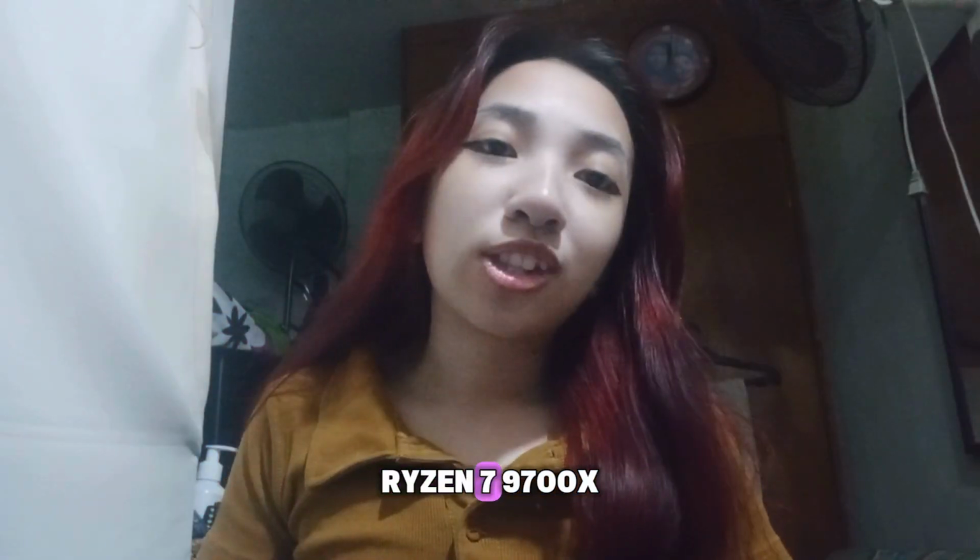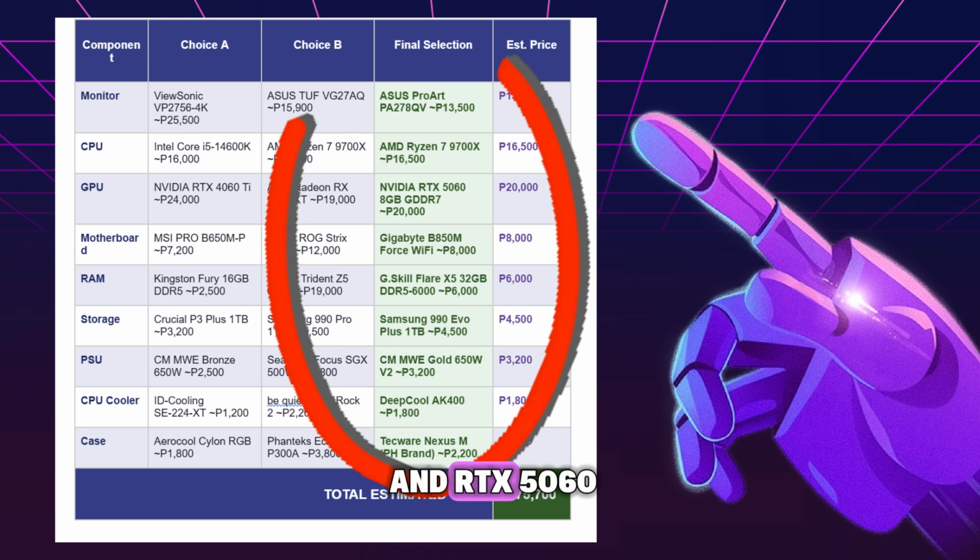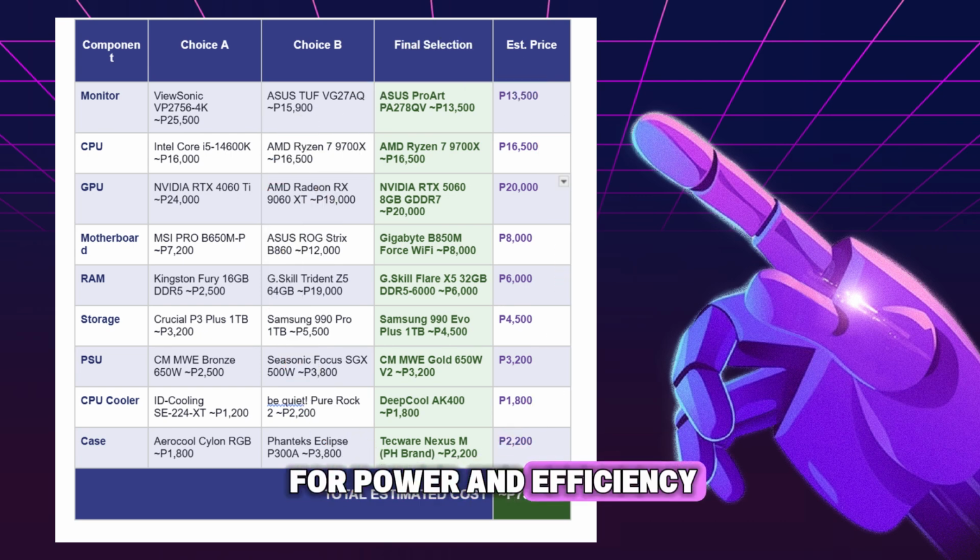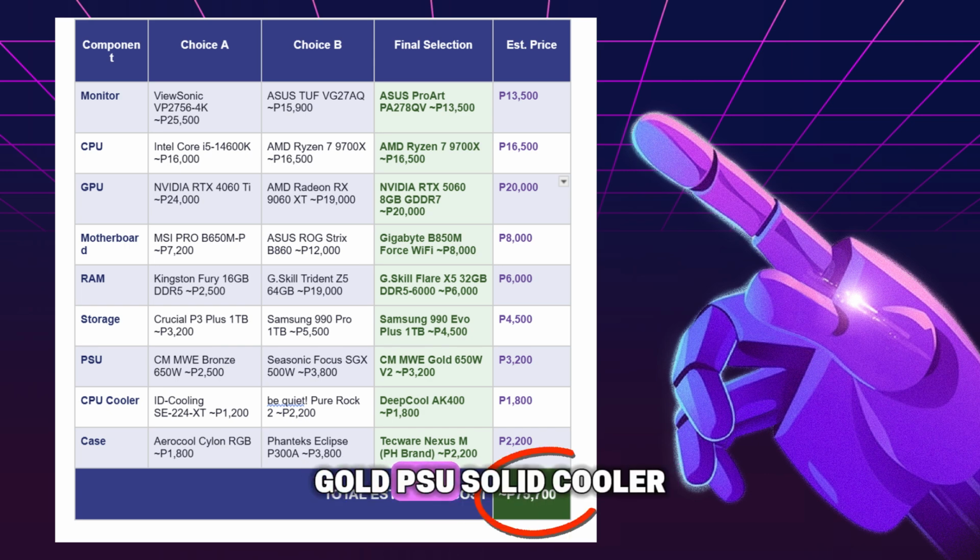Ryzen 7 9700X and RTX 5060 for power and efficiency, 32GB of DDR5 6000, and the Samsung 990 EVO Plus, so memory and storage never slow you down. ProArt monitors, so the colors you design are the colors that actually get seen. Gold PSU, solid cooler, and a Filipino-made case.